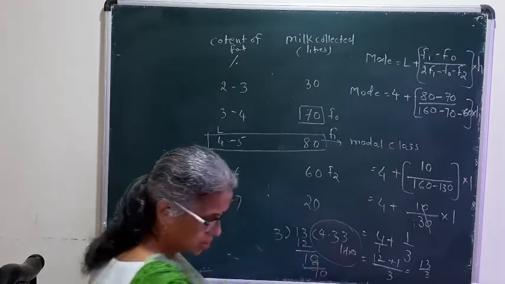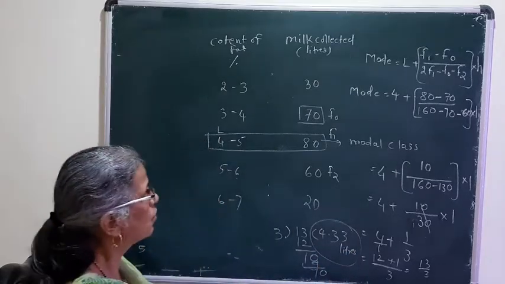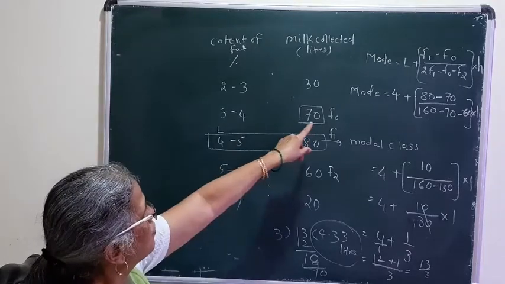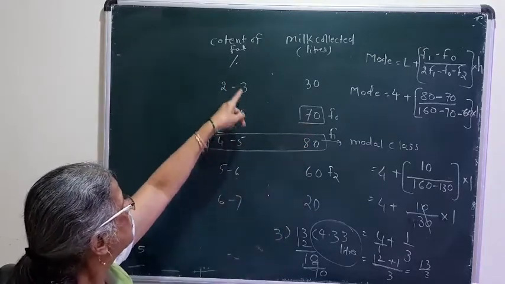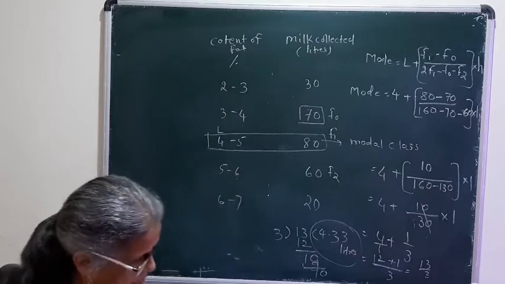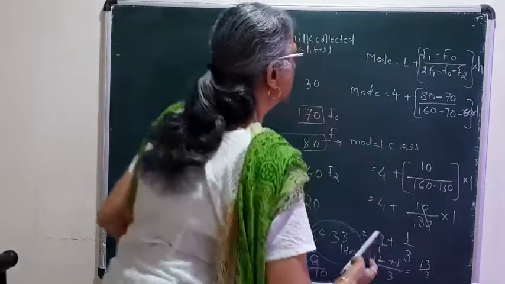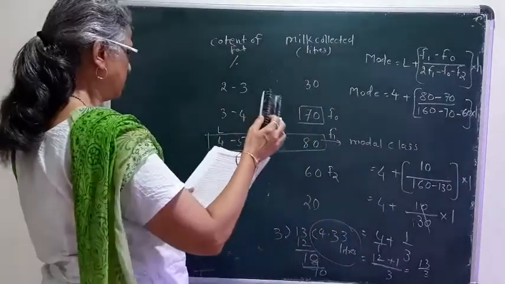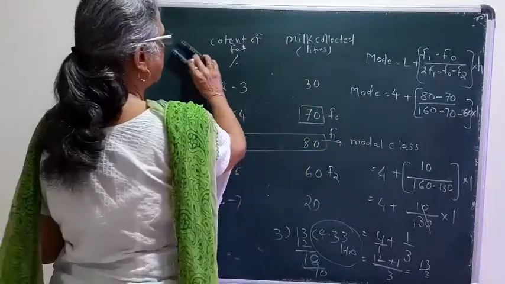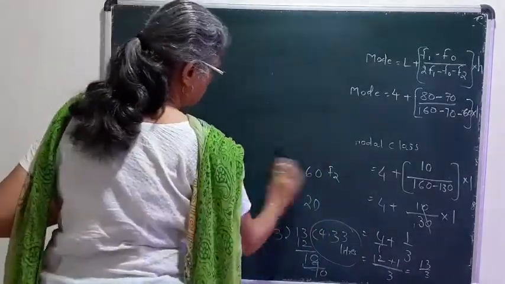Followed? So that is how you have to solve the mode. Only 2 columns are required here. If classes are not continuous, 3 columns are required. But your calculation and considering the F1, F0, that should be correct one. Now second sum I will show how to make.